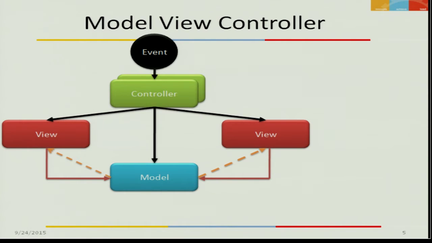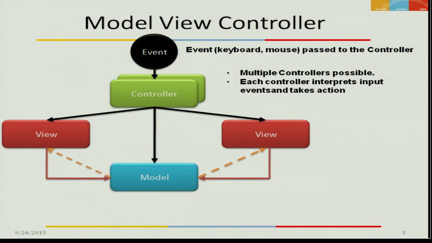how MVC works here. So here there is an event that basically comes to the controller, or the controller receives an event. These events are nothing but UI events. For example, keyboard, mouse clicks, these are all events. Ideally they all pass to the controller. In the case of web-based application, essentially button clicks and so on, they're all events. There could be multiple controllers. However, each controller interprets the input and basically takes an action.